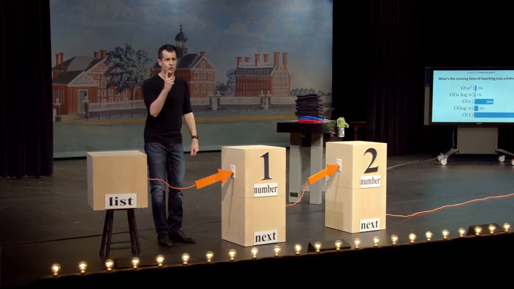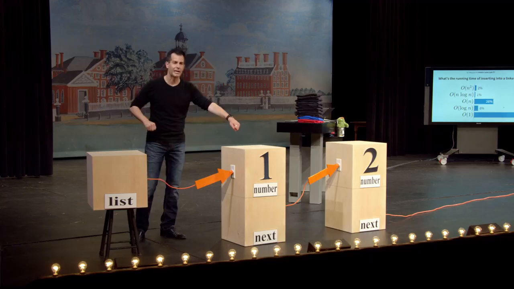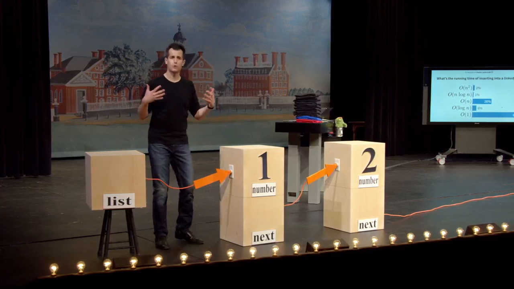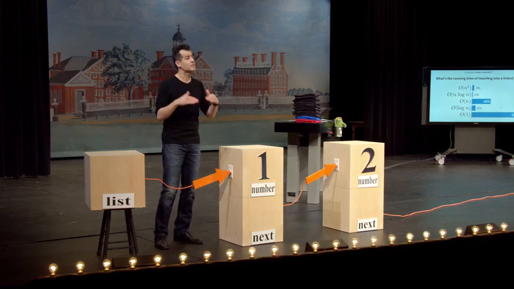Now, it's not going to take a single step, because as I verbalized it, there's the malloc step. I have to unplug this. I have to plug it back in. So it's like 3 or 4 steps total. But 4 steps is also constant. That's big O of 1 because it's a fixed number of steps.